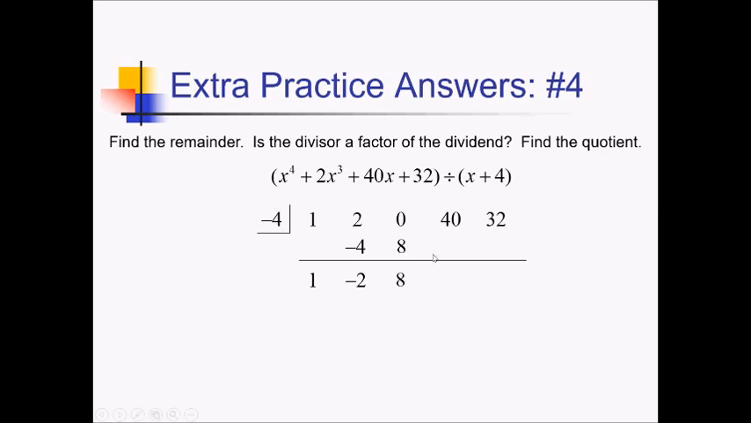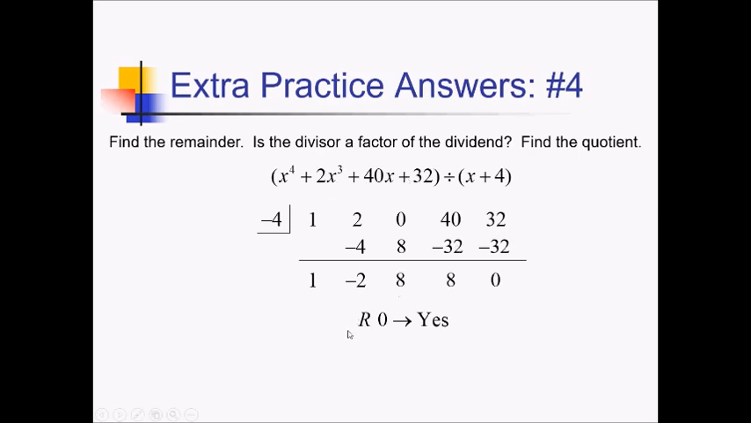Negative 4 times 8 is negative 32. 40 plus negative 32 is 8. Negative 4 times 8 is again negative 32. But 32 plus negative 32, that is 0. So we have a remainder of 0, that last number down there. That tells us that since it's 0, that means yes, x plus 4 is a factor of our polynomial.